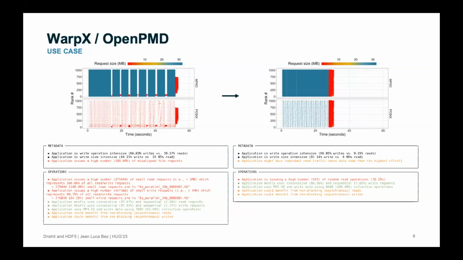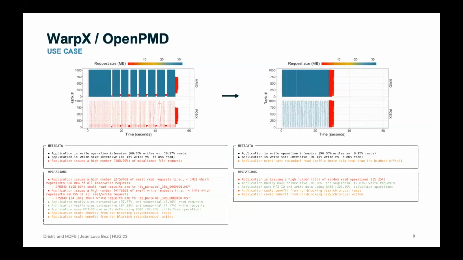Some are quite obvious for the community, like avoiding small request sizes, or making sure those are aligned, or even mostly doing consecutive or sequential reads and writes. So those are things that Drishti, based on heuristics, will trigger for a given execution so that we can get more details about it and optimize.